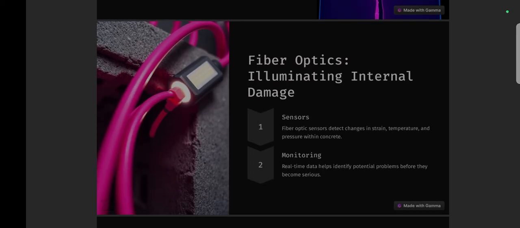Fiber optics illuminating internal structure. Sensors like fiber optic sensors detect changes in strain, temperature, and pressure within concrete, and they are used to know how much temperature is in the concrete, illuminating internal damage in concrete.